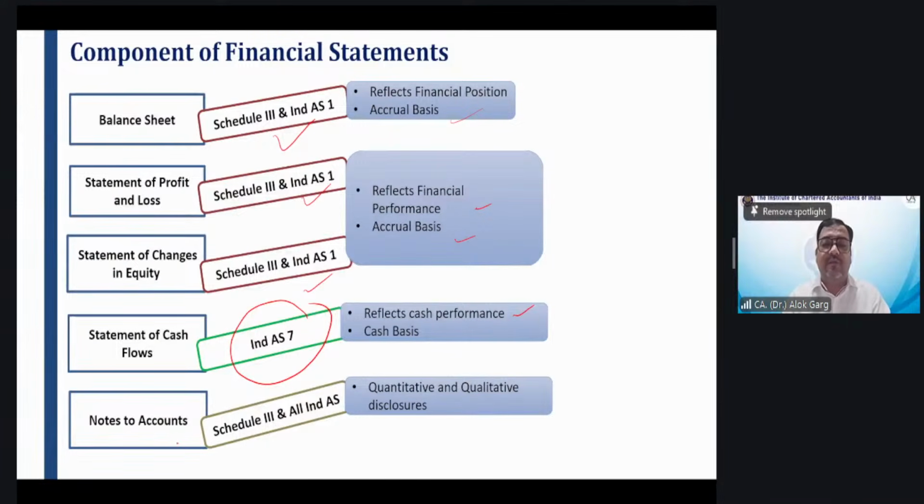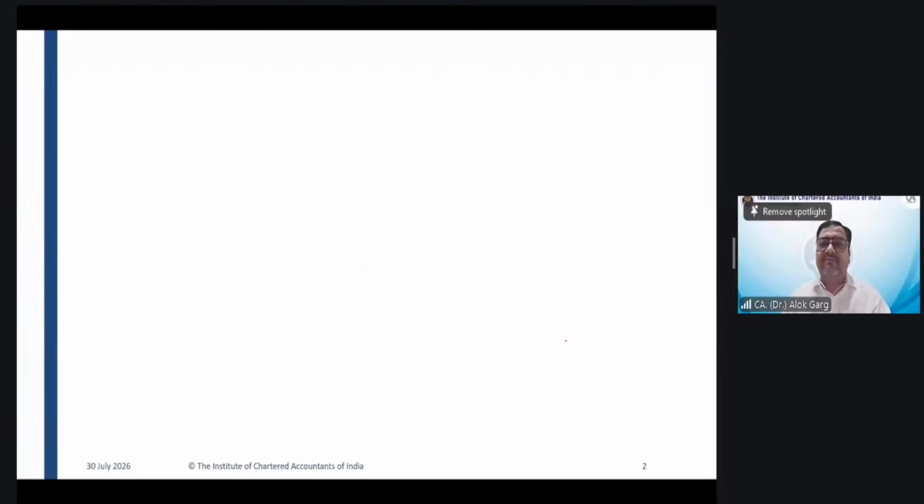And then notes to accounts. The format and guidance are given in Schedule 3, and all Ind AS are applicable for the purpose of disclosure in the notes to accounts. These notes to accounts provide quantitative and qualitative disclosures. So we all know the statement of cash flows in some way or other from our accounting standards. We have also covered the statement of cash flows.